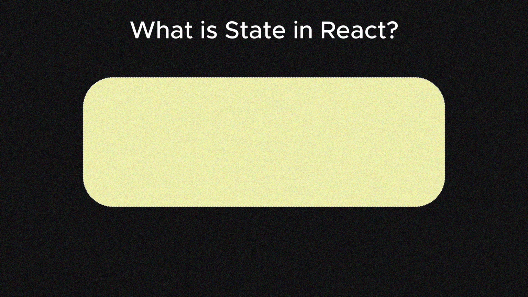What is state in React? The state is a built-in React object that is used to contain data or information about the component. A component state can change over time. Whenever it changes, the component re-renders.